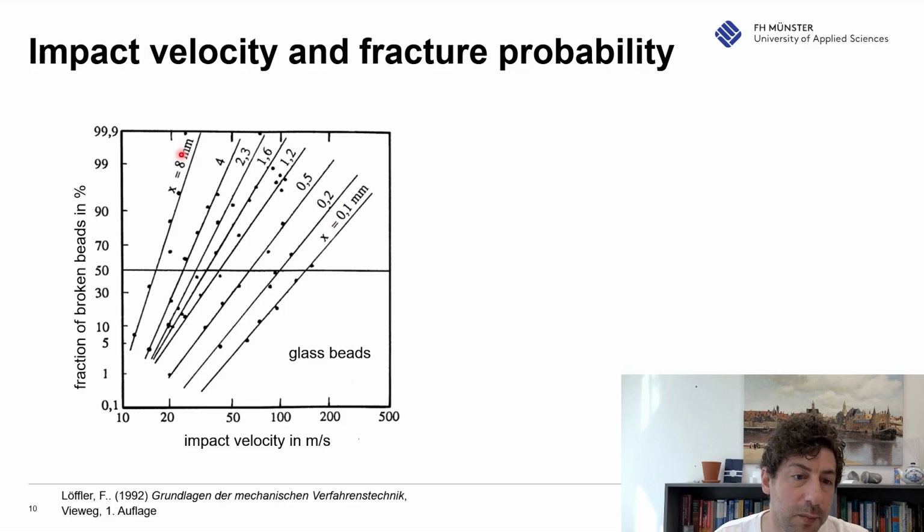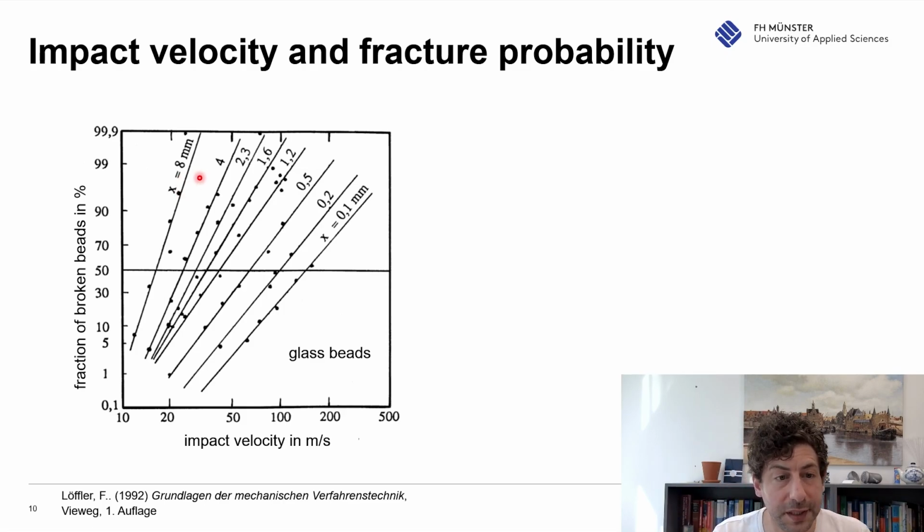So if we take here 8 millimeter, the large glass beads, and then we see at a low impact velocity, like 12, 13 meters per second, around 7% break. And if we now increase the impact velocity, so we are shooting them faster, the amount of particles which will break increases up to more than 90%. Okay, because we have more energy when the particle hits the wall, and then it will break.